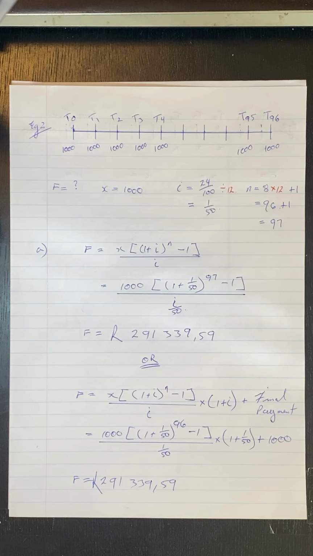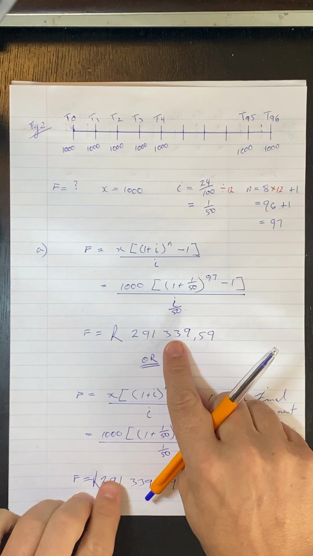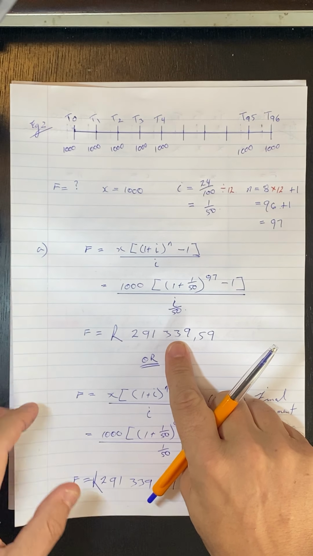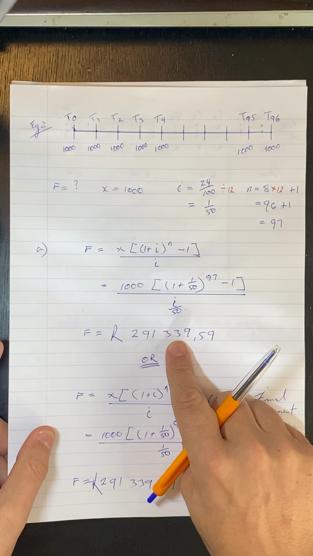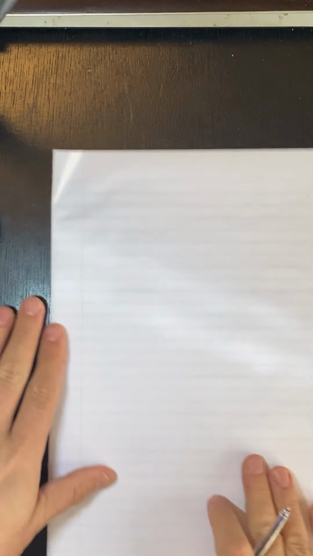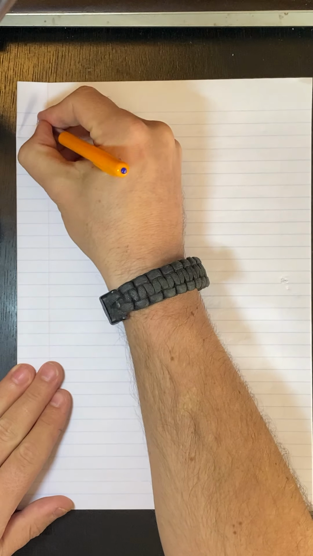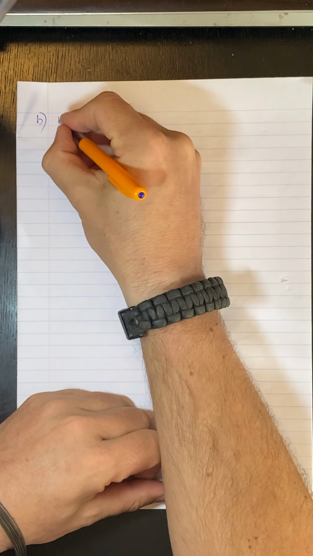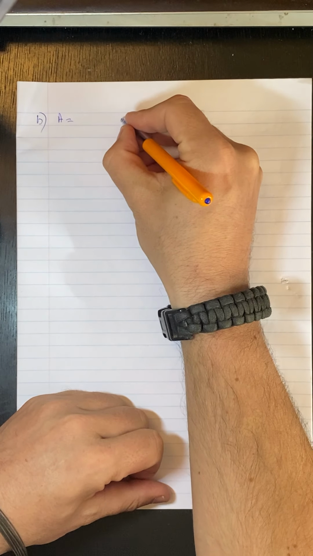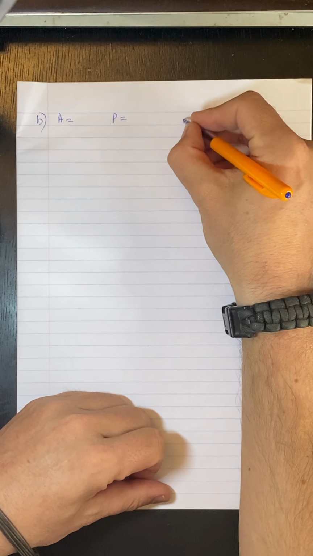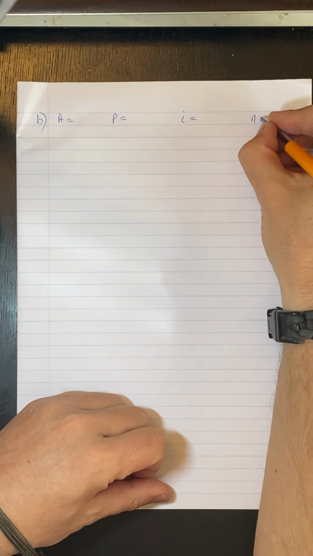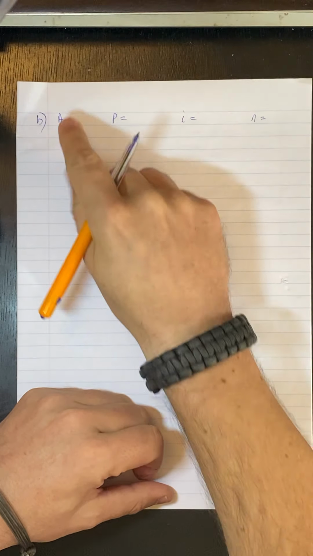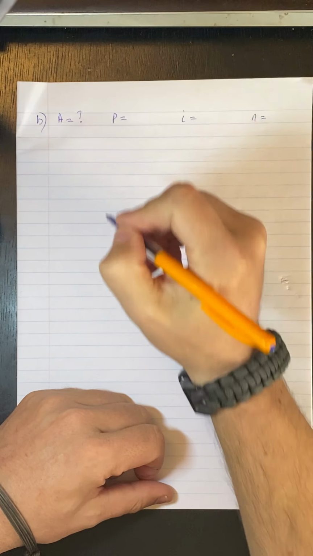Okay, where our compound formula will be this amount. That will be our principal amount. So let me do it over here. So question B. We've got A is equal to, P is equal to, I is equal to, N is equal to. Okay, so we want to know what our accumulated amount is.